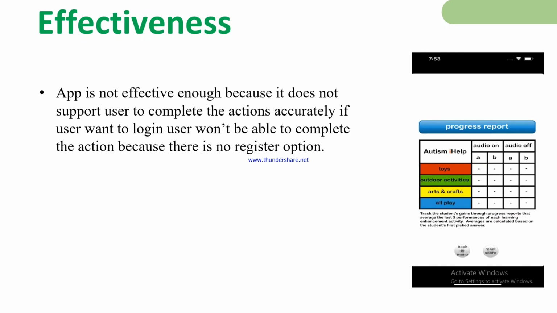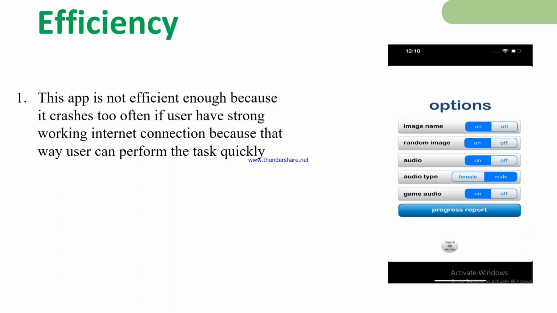Next, there is effectiveness. The app is not effective enough because it does not support the user to complete the actions accurately. If the user wants to log in, he won't be able to complete the action because there is no register option in this application, as I have pasted in the screenshot. Next, there is efficiency. This app is not efficient enough because it crashes too often. If the user has a strong working internet connection, then he can open the application, otherwise he cannot.